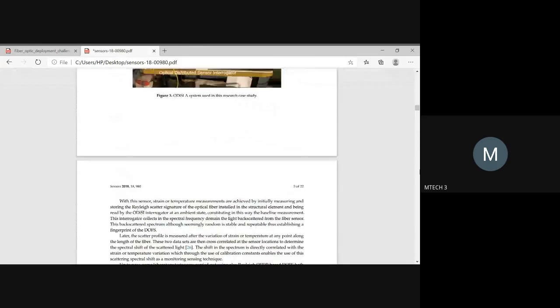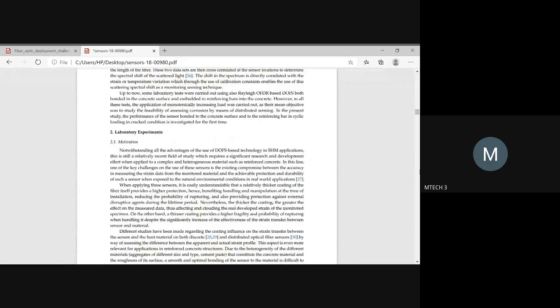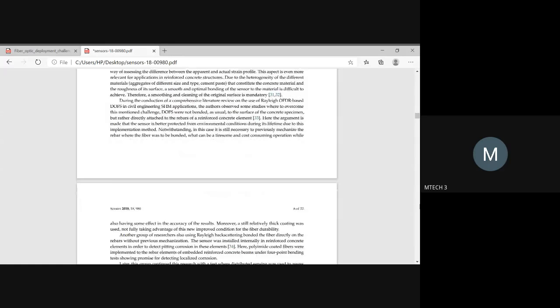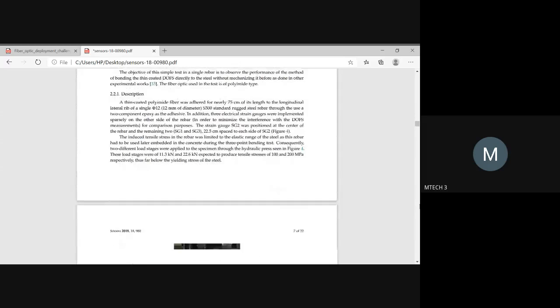Apart from that, there is an experimental part also, which shows how it is operated to check the structural health monitoring condition of any structure. You can go through this experimental part by yourself. If you have any doubt, I will explain it to you.